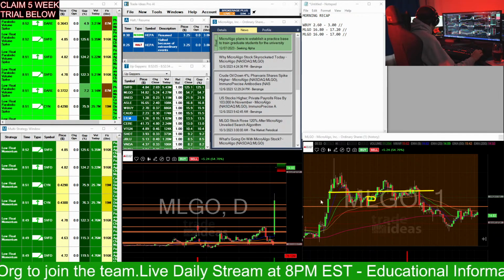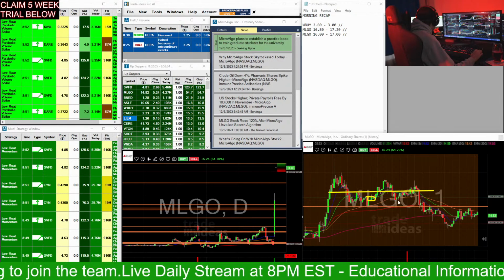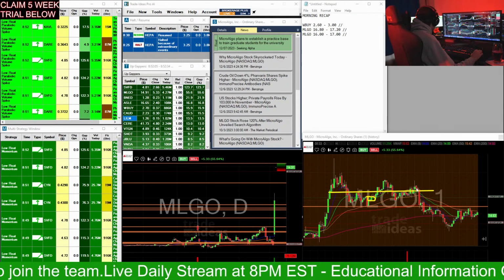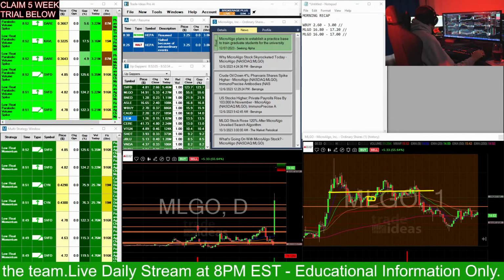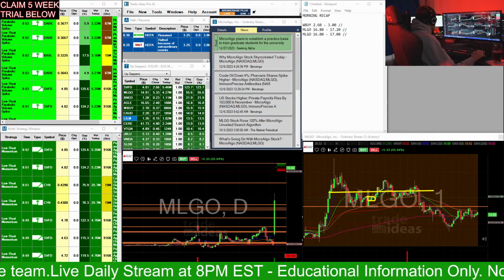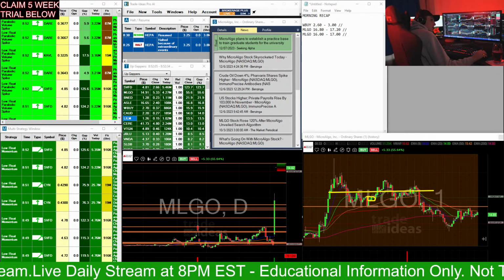Then we played it again once it pulled back into previous demand down here, around 16. Got the move back to 17.30. Then I was out fully. And like I said, I don't like this anymore for the morning until we get the break over the high, personally. I don't like it down here.